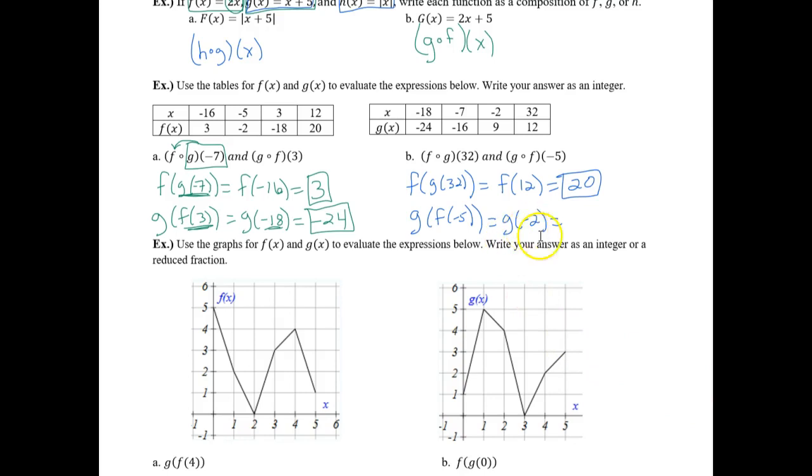And then I need to find g of negative 2. So on my g table, the input x is negative 2. The output is 9. So g of negative 2 is 9. And there you have it.